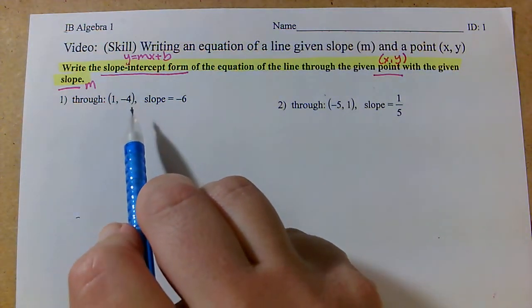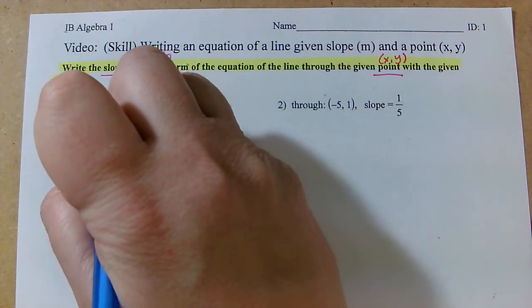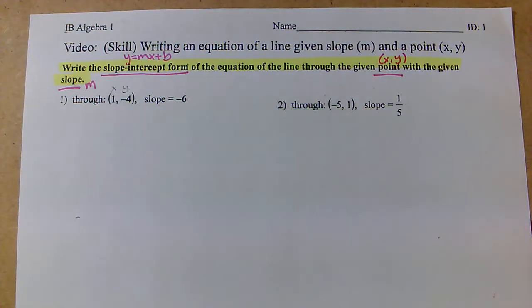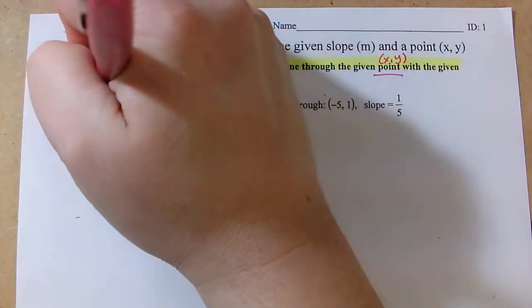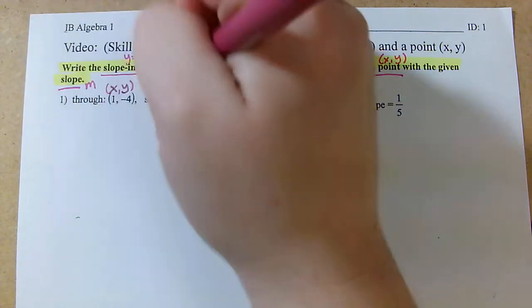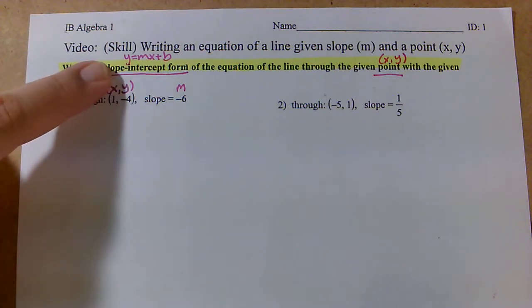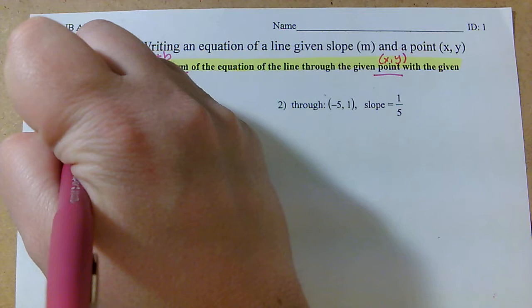through (1, -4) and has a slope of -6. So my x, y is (1, -4), and my slope is -6. So my m is -6. In order to do that, the first thing I need to do is, I know I'm going to be writing my equation in this form, y equals mx plus b, so I'm going to go ahead and copy that down.